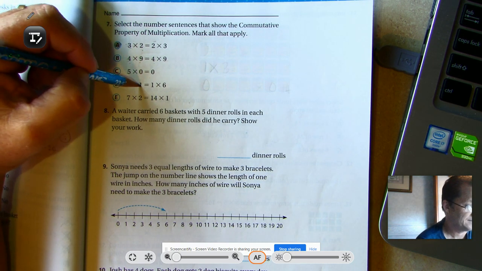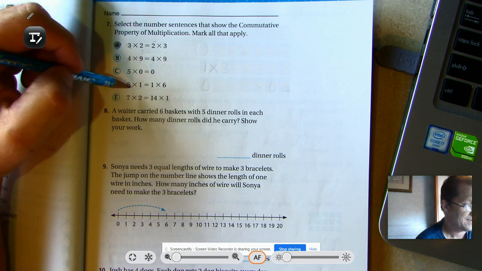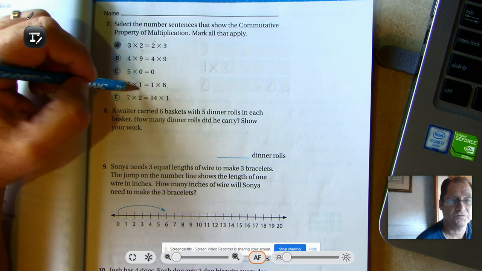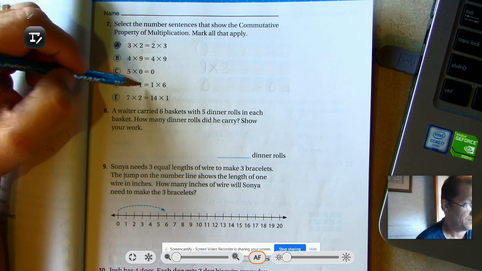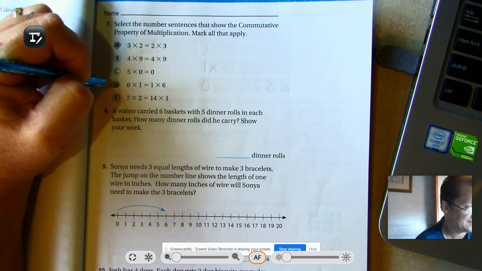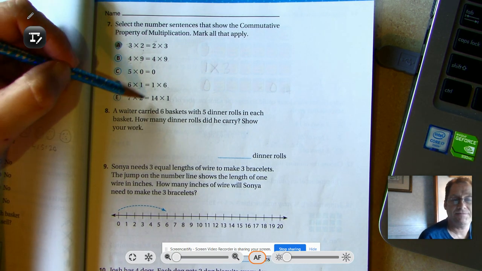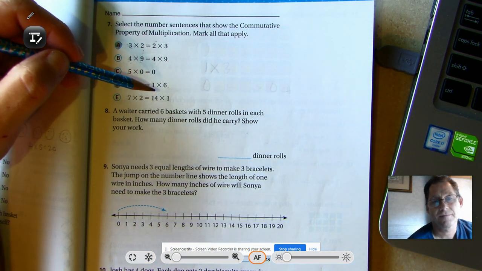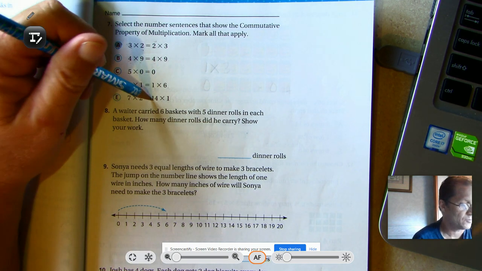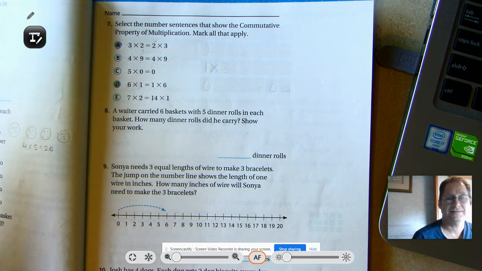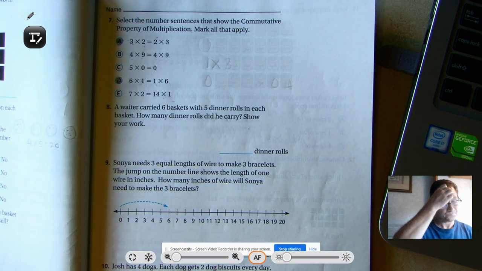6 times 1 equals 1 times 6. I do see 6 on both sides. I do see the factor 1 on both sides. Are they in opposite order? Yes. So D is a good example of the commutative property of multiplication. 7 times 2 is 14. 7 times 2 equals 14 times 1. These do not have the same factors on either side, so that's not the commutative property.